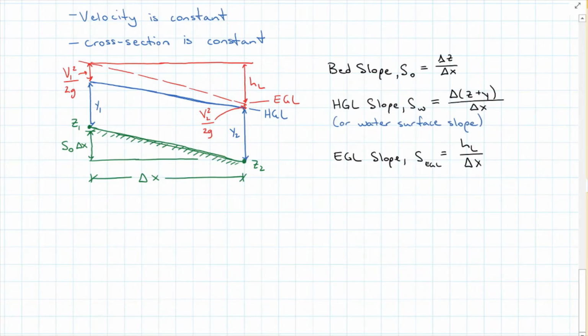So we've got a couple of different slopes here. First is the bed slope, or that green surface slope, and that's the change in elevation over the length x. Then we have the hydraulic grade line, or the water surface slope. That's going to be the elevation and the water depth, that change over the distance x. And then last we have the energy grade line slope, which is the head loss over the distance x.